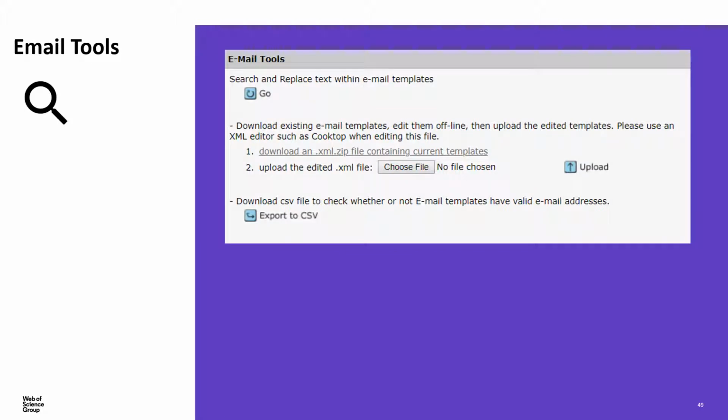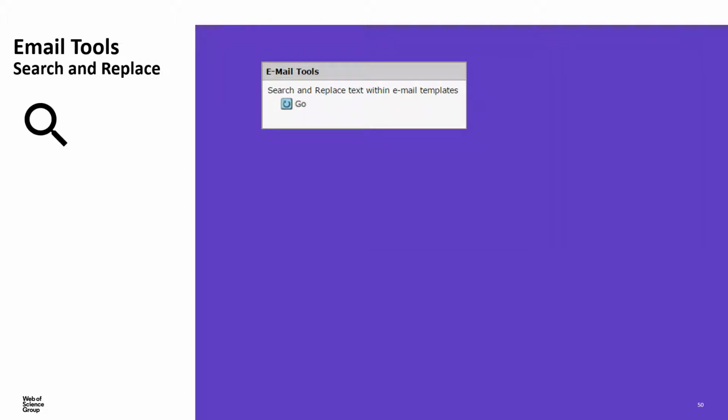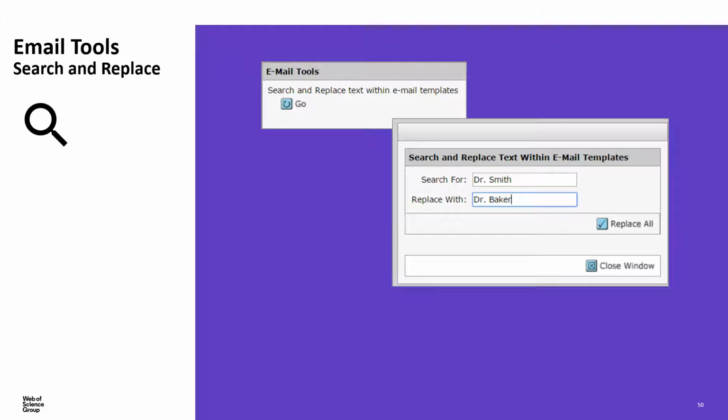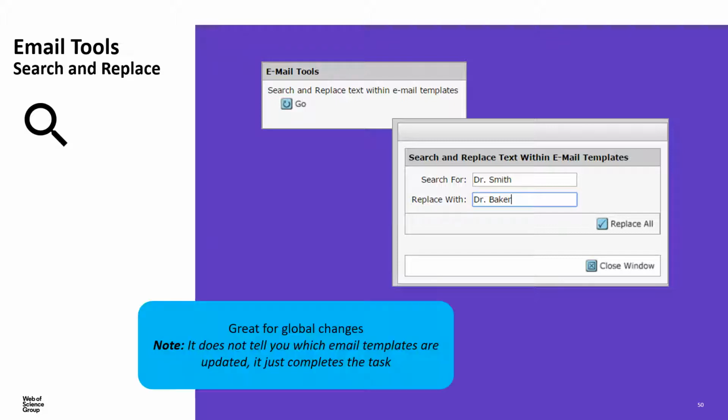Email tools can search and replace text, download an XML file, and download a CSV file to check templates that have valid email addresses. Unless you are familiar with XML, it is recommended that you not use this section. For the Search and Replace tool, click Go to see your Search for and Replace with options. It's great for global changes, but note it does not tell you what templates are updated. It just completes the task.